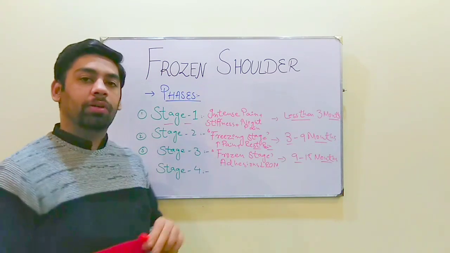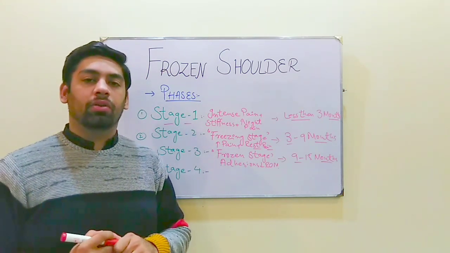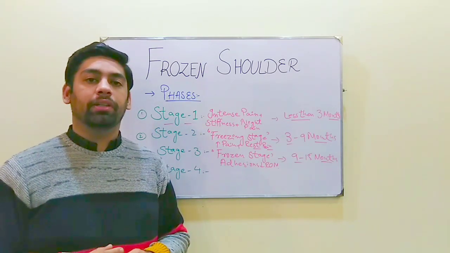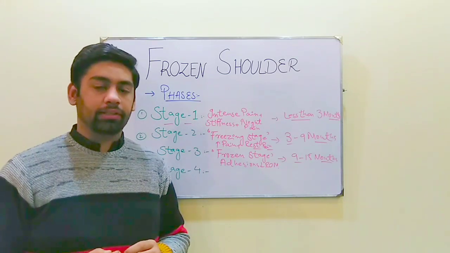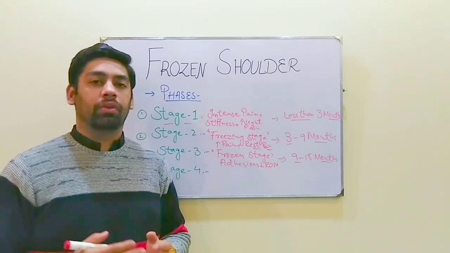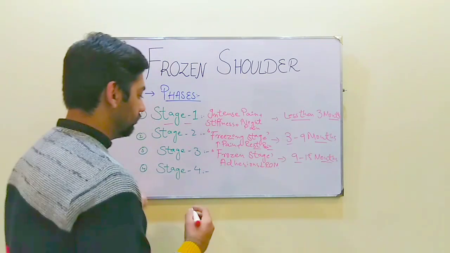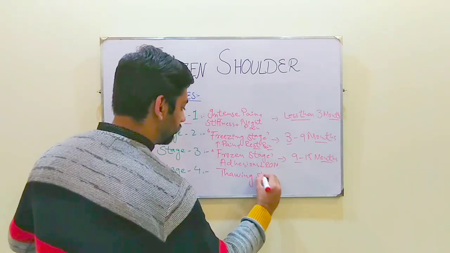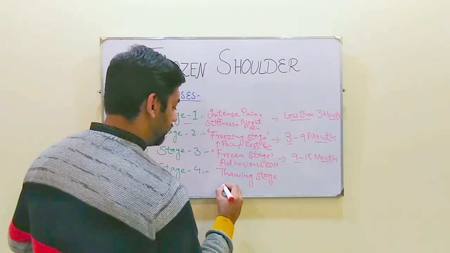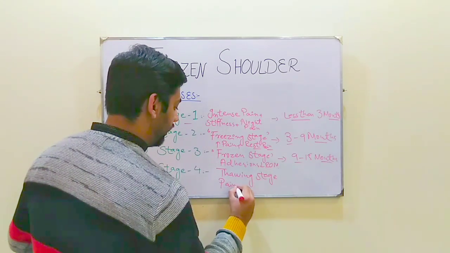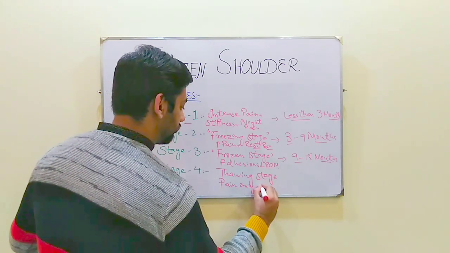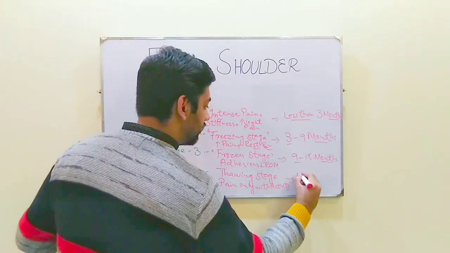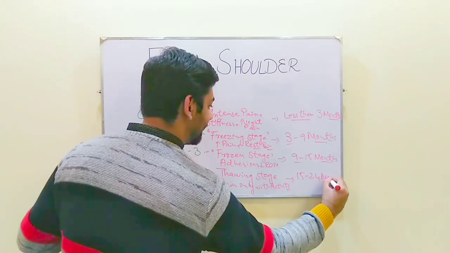Now we're talking about stage number 4. Stage number 4 is also known as the thawing stage. During this stage, there is pain experienced only with activity. There is no synovitis, and this stage lasts for about 15 to 24 months.